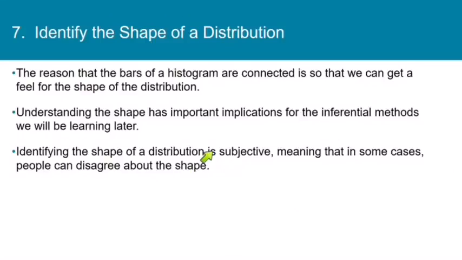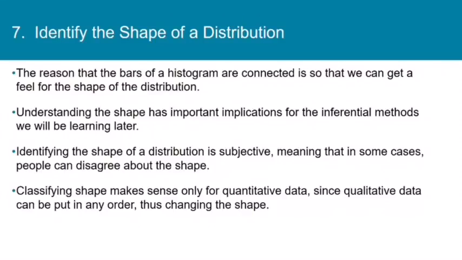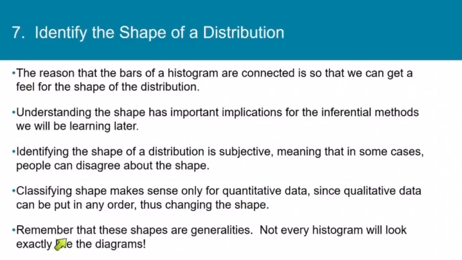Identifying the shape of a distribution is subjective, and that means that in some cases people might disagree about the shape. Now, I don't want you to worry, because the distributions that we would ask you about on quizzes or tests will be pretty cut and dried, but not all of them are, and it's possible in some cases for people to disagree about the shape. Classifying shape makes sense only for quantitative data, because with qualitative data, they can be put in any order and that would change the shape. So remember that these shapes are generalities. Not every histogram we have will look exactly like one of the diagrams you're about to see.